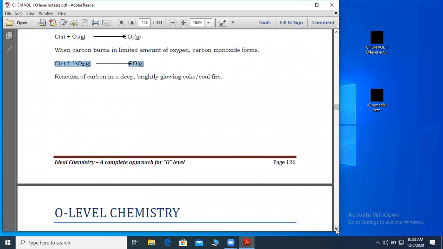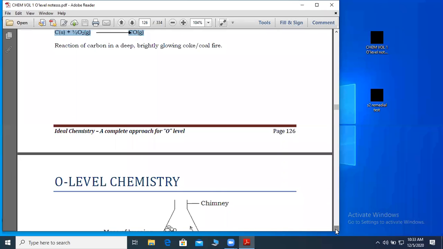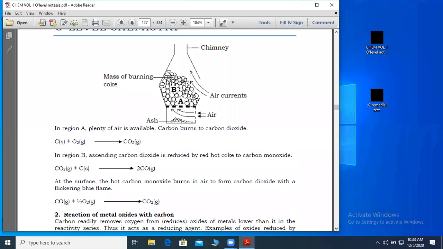Reaction of carbon in deep, brightly glowing coke. This is also a very common question. Very, very common. Now, this question is testing: where does carbon burn completely, and where doesn't carbon burn completely? So in region A, look at region A. This is a very common question. We draw for you the diagram and we ask the question.